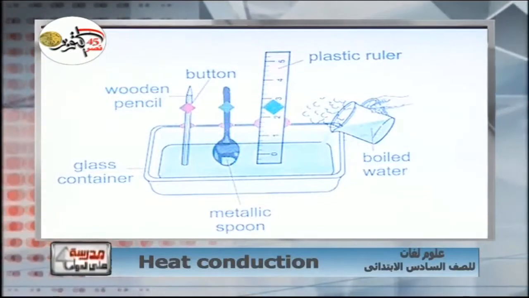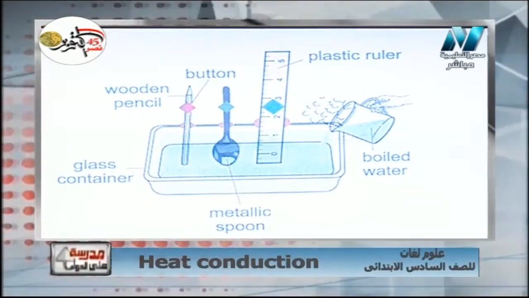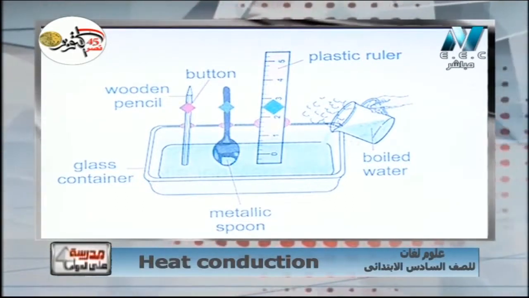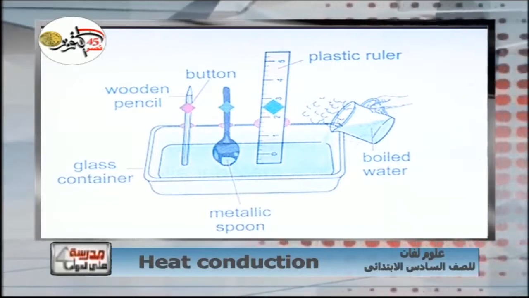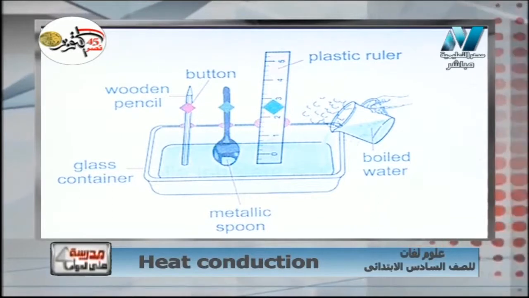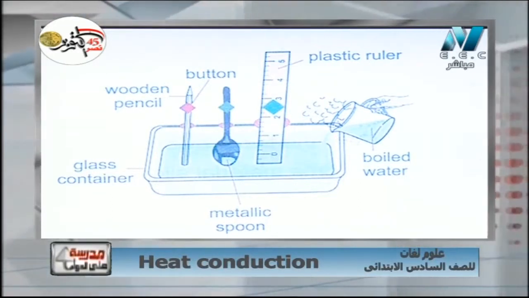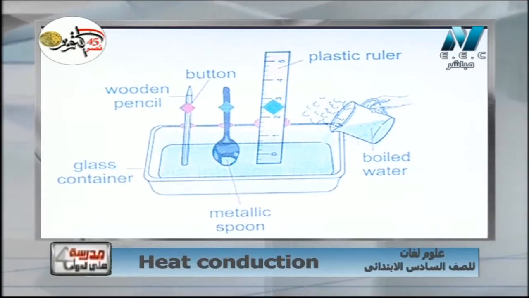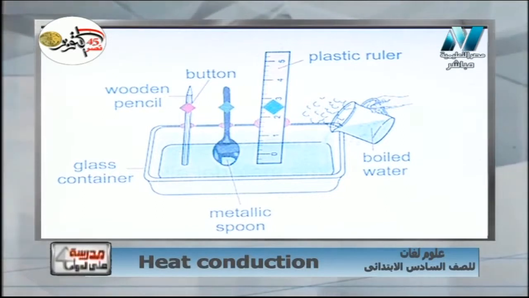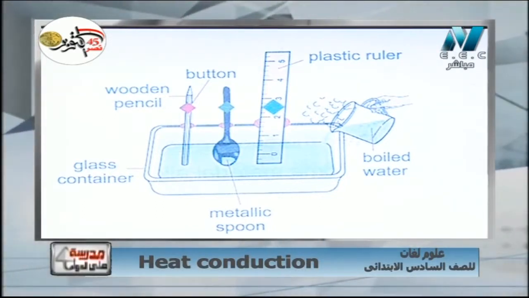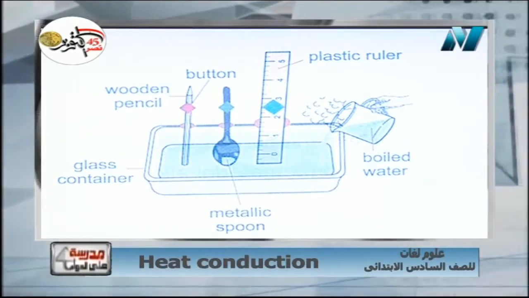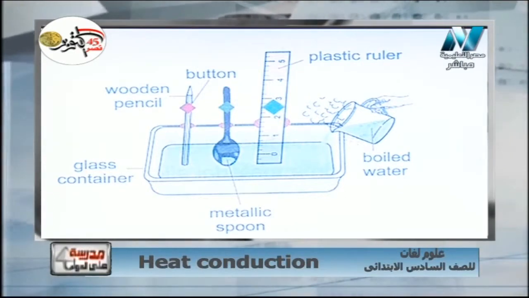And we will see a very important observation. We see that the button falls first from the metallic spoon. Why? Because it's a good conductor of heat, which allows heat to transfer through it quickly. So among the three materials, wood, plastic and metal, which heats up fastest? Of course the metal, which we call a good conductor of heat, while plastic and wood we call bad conductors of heat, because they don't heat quickly and resist heat moving through them.